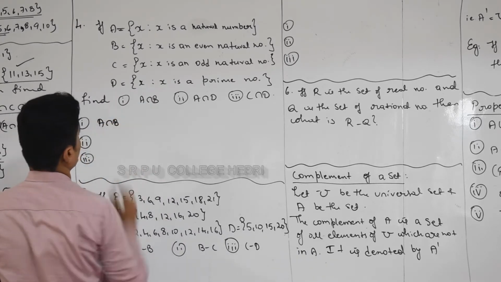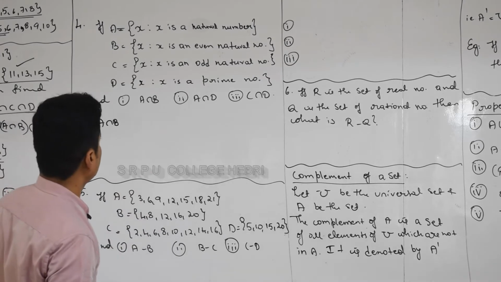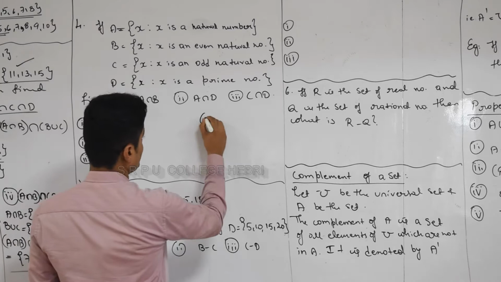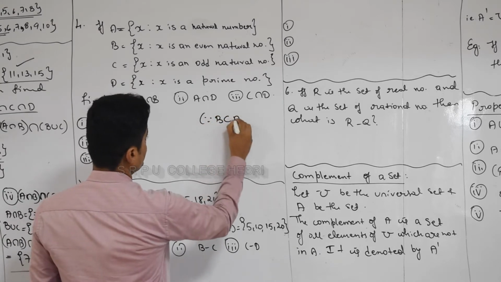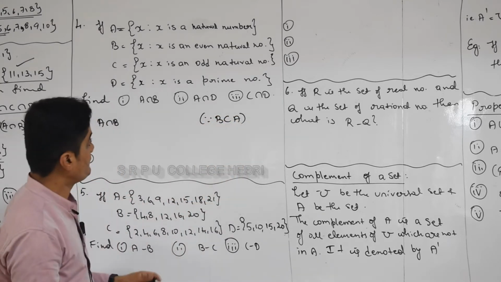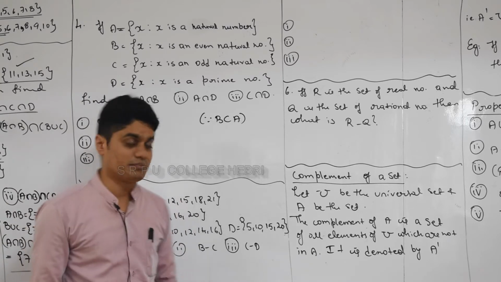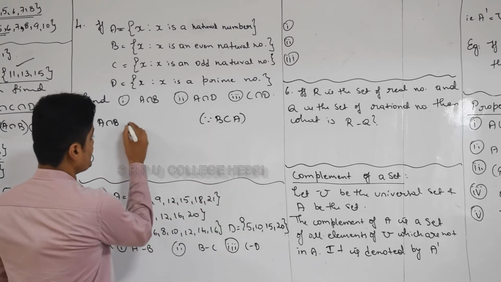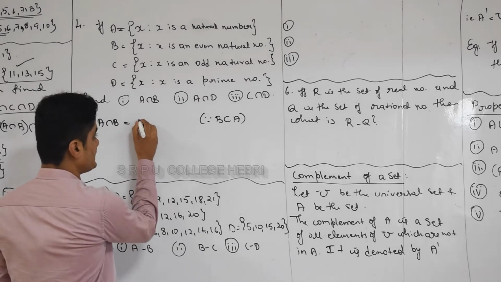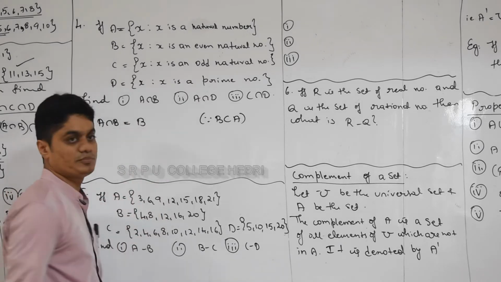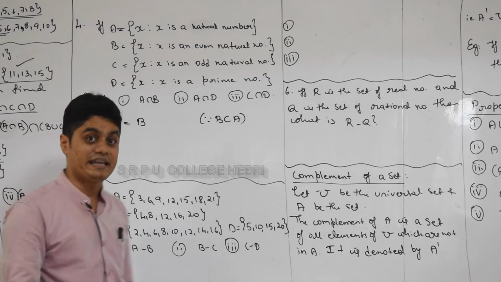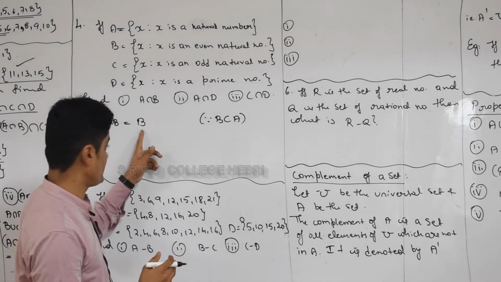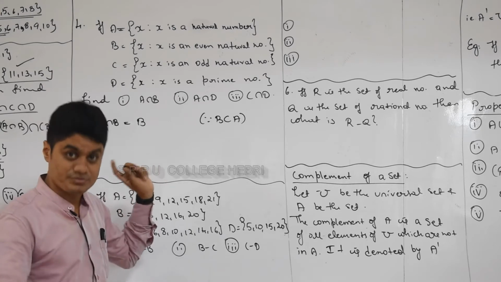B is a natural number and B is an even natural number, so definitely B is a subset of A. Did you agree with me? Because every even natural number is also a natural number, B is a subset of A. Therefore A intersection B is the smaller set. B is smaller than A because B is inside A. So whenever you take the intersection A intersection B where B is a subset of A, then the answer should be the smaller one.